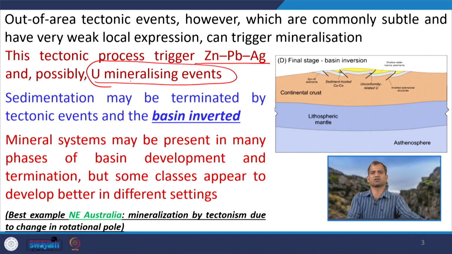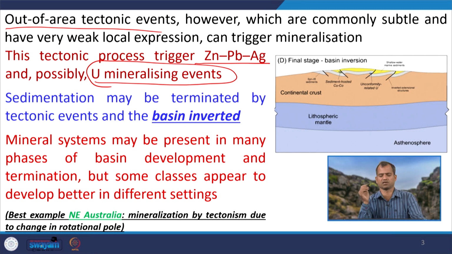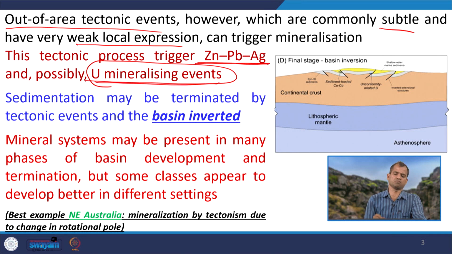What are these out-of-area tectonic events? This out-of-area tectonic event means it is away from the tectonic margin, but wherever the tectonic activity is occurring, it is affecting here. That means at the deeper level inside the basin, in the basement level or the mantle level, whatever is happening is affecting the mineralization here. That is why it is called an out-of-area tectonic event, which is commonly subtle and very weakly expressed, and that triggers the mineralization, mostly zinc, Pb, Ag and uranium mineralization events.